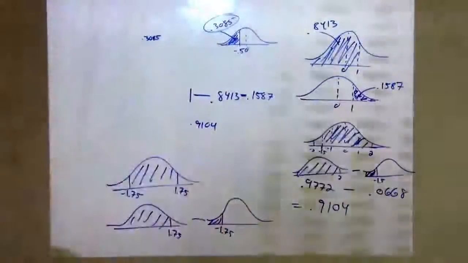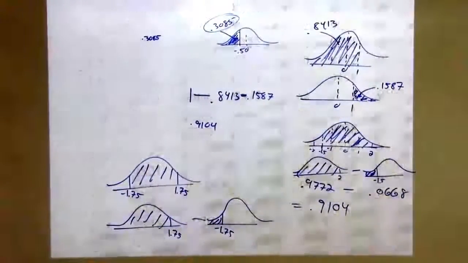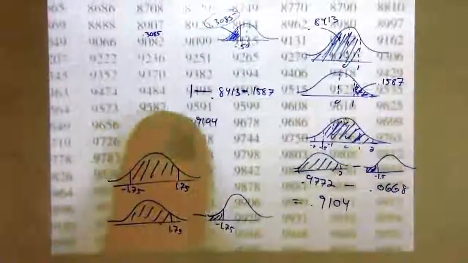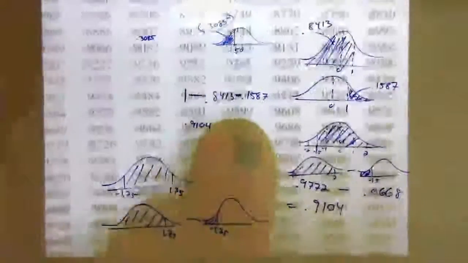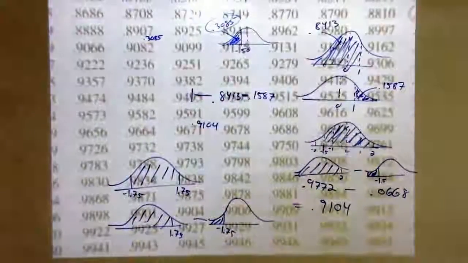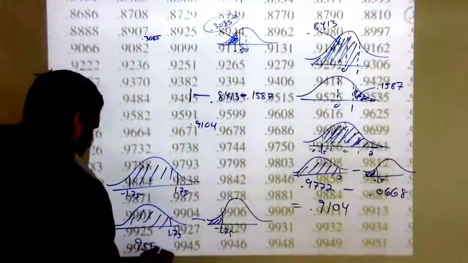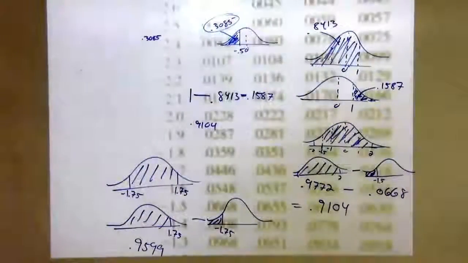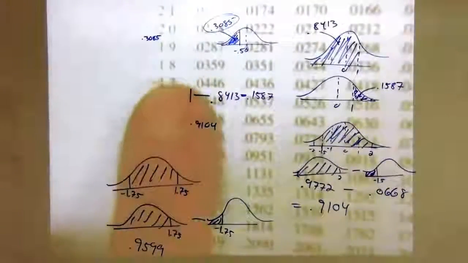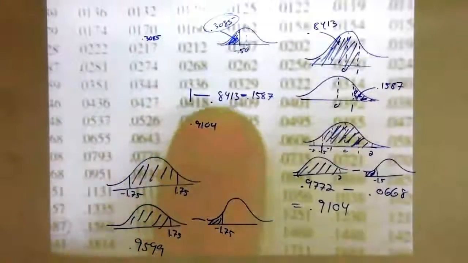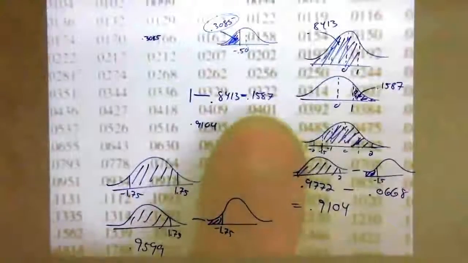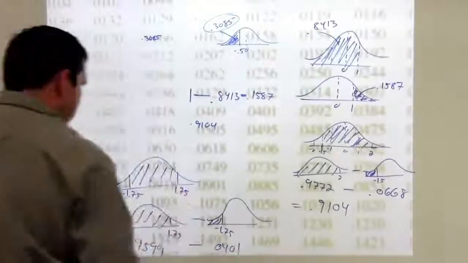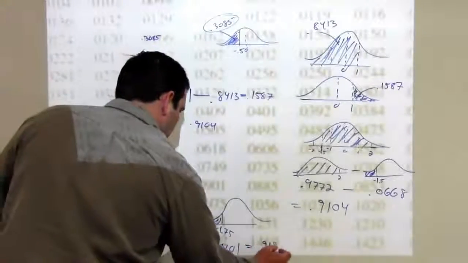Okay, so 1.75. Let's go to 1.7. It's 1.70, 1, 2, 3, 4, 5. 0.9599. Now let's look for negative 1.75. Here's negative 1.7. There's 1.70, 1, 2, 3, 4, 5. 0.0401. We'll do the subtraction and we get 0.9198.